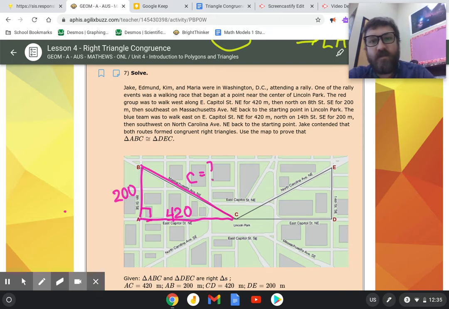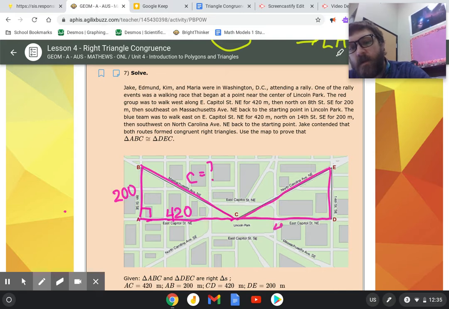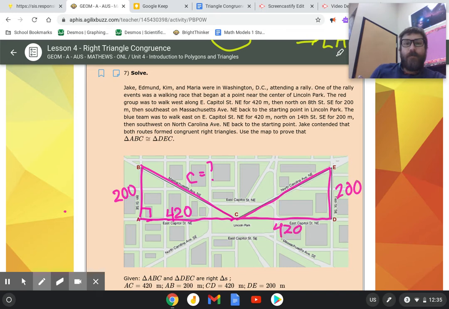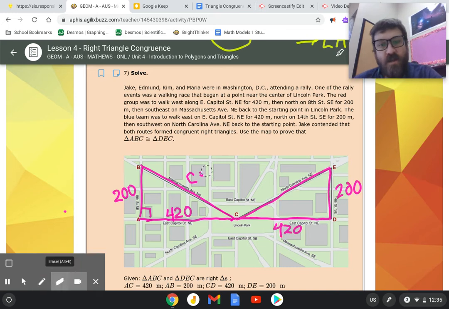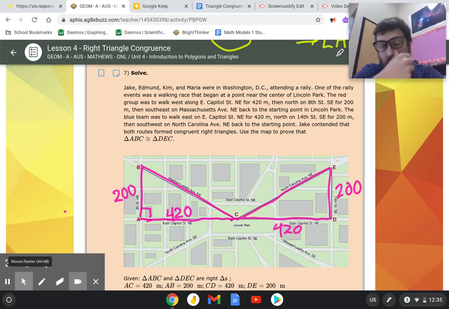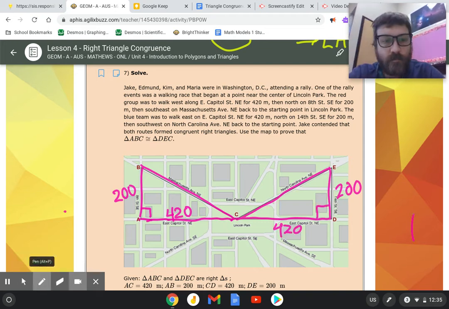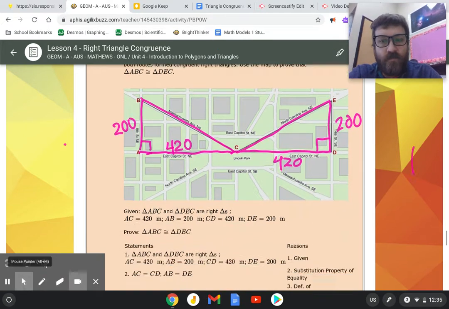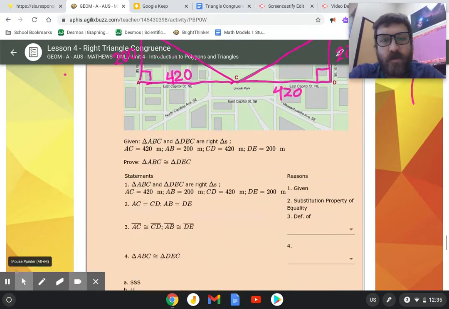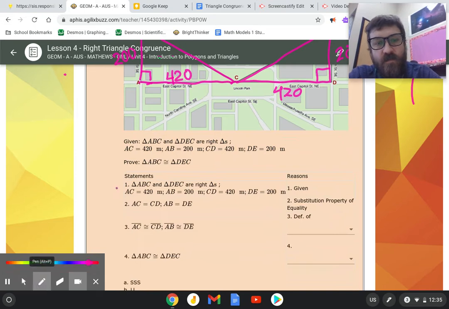The other team does the same thing. They go 420 and then 200. It says here that Jake contends that these two triangles are congruent. How can we know that? Well, we know that these are right triangles. And then they're going to take us through a proof. Well, they give us all this information here in number 1. We're given all of this.